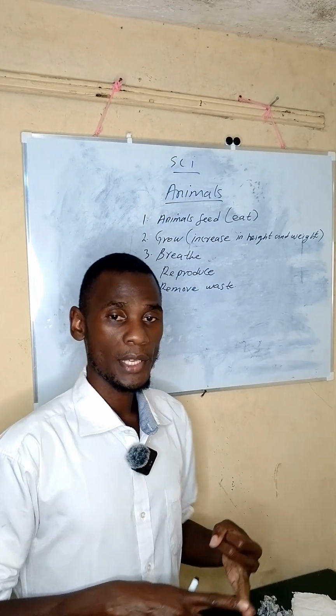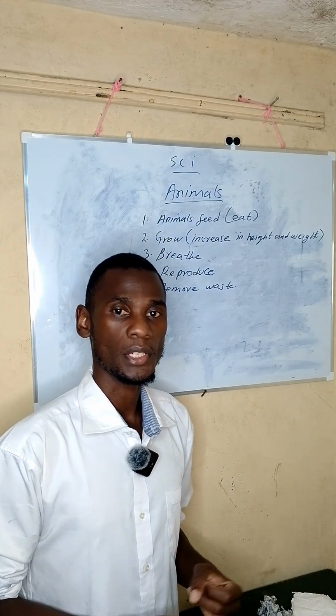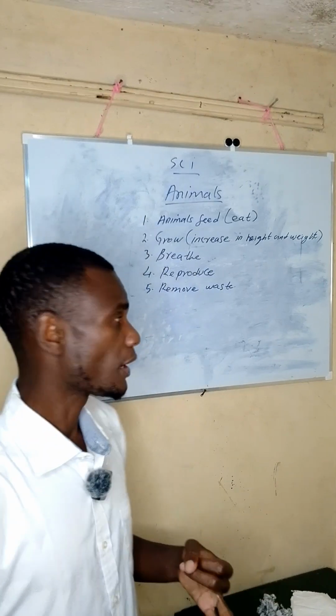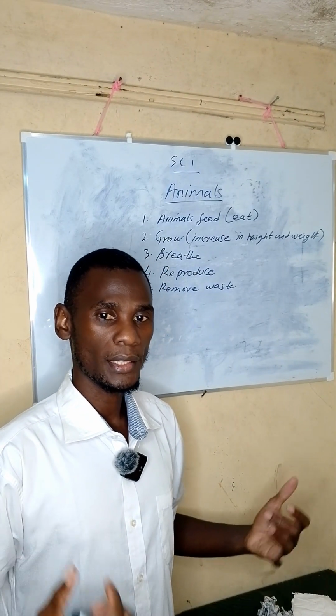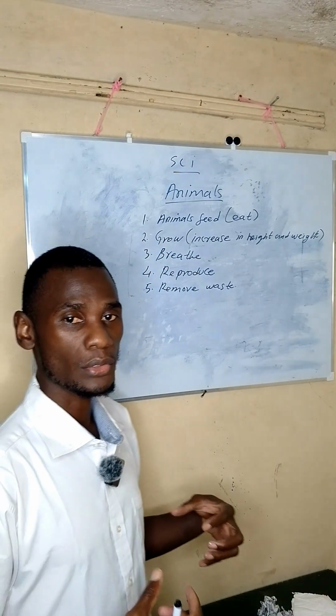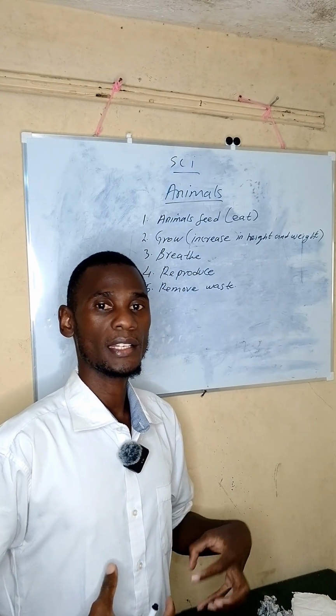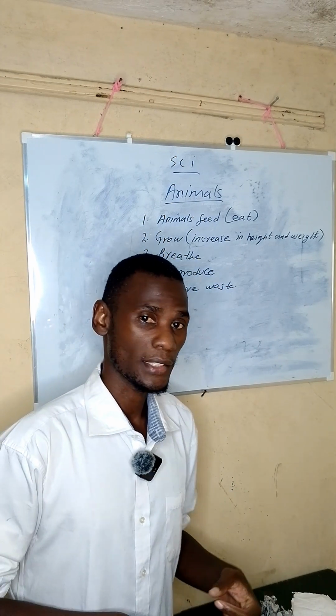Another example of a waste is the urine. So you go to the toilet to pee. That is also a waste. Another waste is the sweat in our body. When we sweat, that means our body has excess water. So you sweat to remove that excess water from the body. That is also a waste.